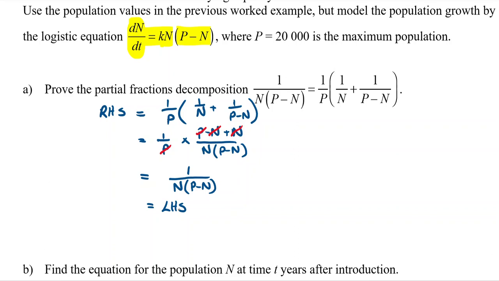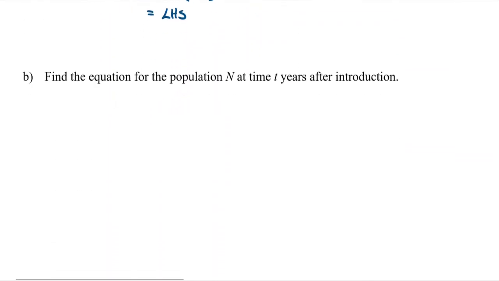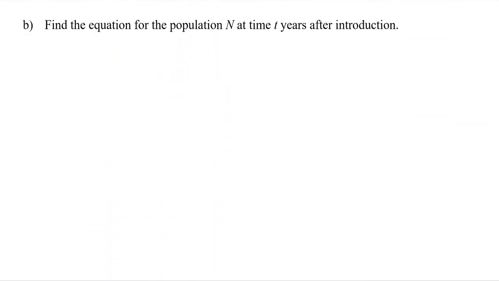So we've shown that those two things are equivalent, which is going to help us when we integrate. Part B: find the equation for the population, which is N, at time t years after introduction. Our differential equation is dN/dt equals kN(P minus N). That's our starting equation. Just like we did before, we're going to separate the parts so that all the N components are on the left and everything else is on the right.